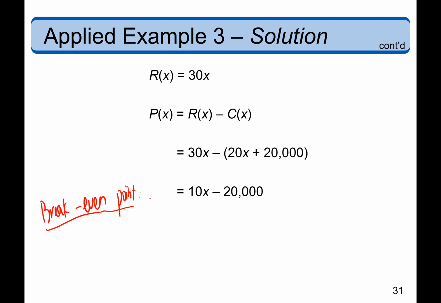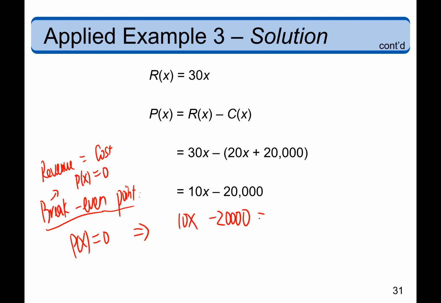So we try to locate how many units they need to produce in order to break even. Break even happens when the profit function equals 0, meaning there's no profit. Revenue equals cost. Break even is when total revenue equals total cost. When this happens, the profit function equals 0. So that tells us we can just set 10x minus 20,000 equal to 0, because that's the profit function. Now we can solve for x by adding 20,000 to both sides of the equation. Then we get 10x equals 20,000.